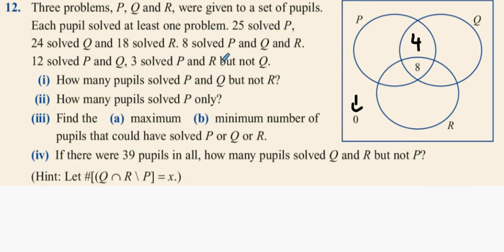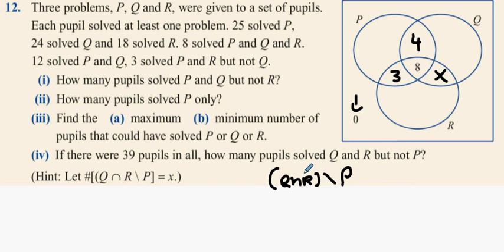3 solved P and R but not Q. P and R but not Q. 3. Is that all we got so far? Okay. What's the closest bit of information I haven't answered yet? That's closest to the middle. This part here. Oddly enough, that is actually Q intersection R, but it's not allowed to be included in P. Do you see that?